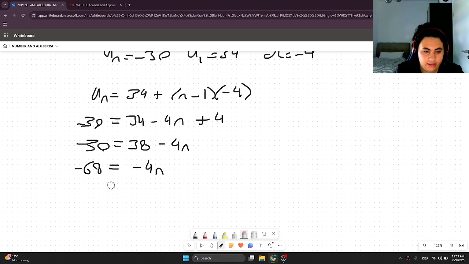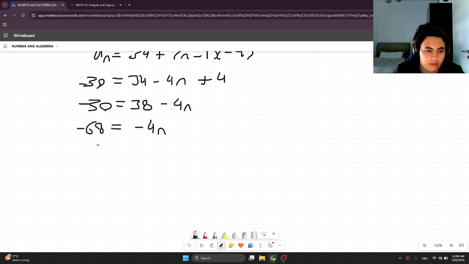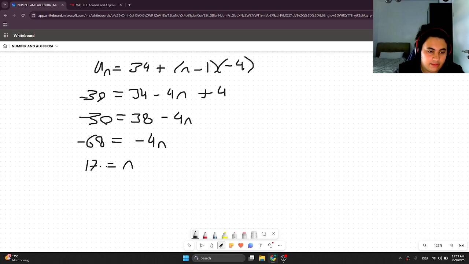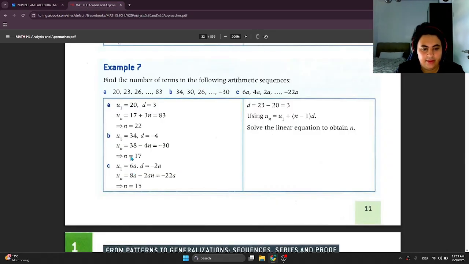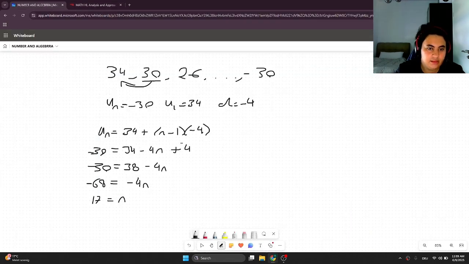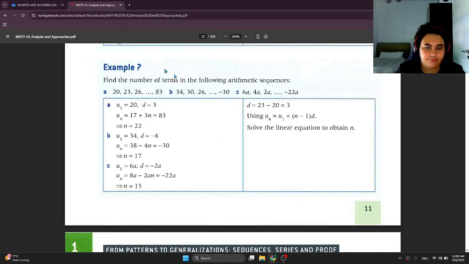Yeah, now 4 times what is going to give me negative 68? Let's see, 68 divided by 4 is 17. So 17 is equal to n. Yeah, so n is equal to 17. Okay, cool. Let's just check that we have these correct. So we have 22 and 17. Good. Now the last one.